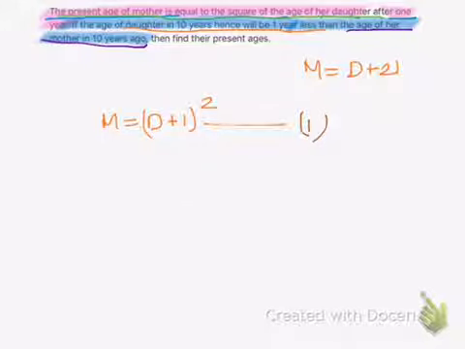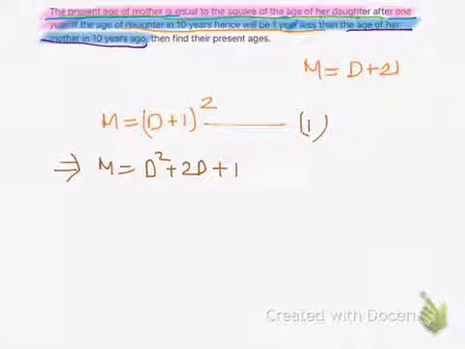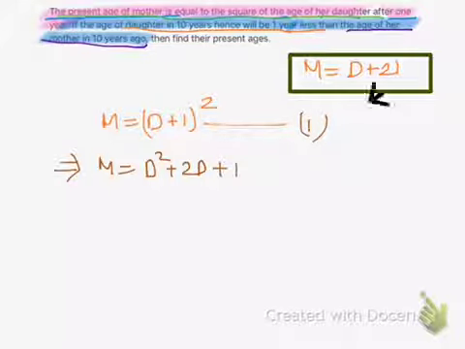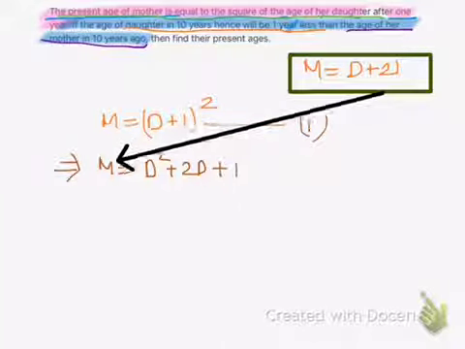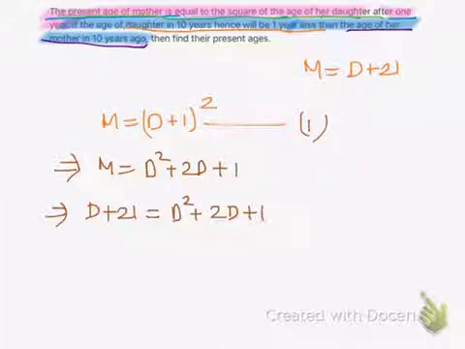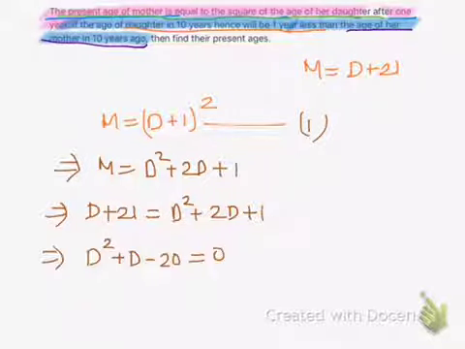Now once again, let us try to solve our first equation. Here M equals D plus 1 whole squared was our first equation. So for the simplification, this gives M equals D squared plus 2D plus 1. We have used the formula A plus B whole squared here. Now let us substitute the value M equals D plus 21 over here in place of this M. This gives D plus 21 equals D squared plus 2D plus 1. This gives D squared plus D minus 20 is equal to 0.